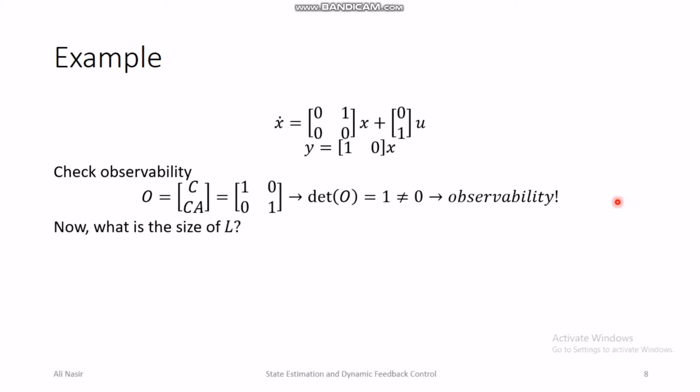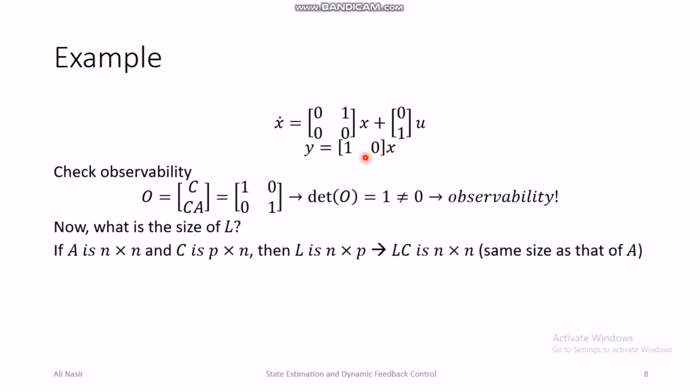Now what shall be the size of matrix L for the observer gain? The size of matrix L is always equal to the size of the transpose of C. So here C is 1 cross 2, so L will be 2 cross 1. If C is p cross n, then L will be n cross p. This will ensure that L times C is n cross n. So this will be the L matrix in our example, which is of the same size as the transpose of the C matrix.